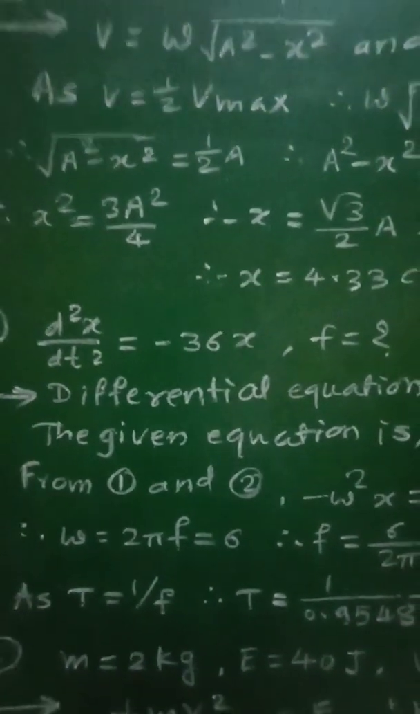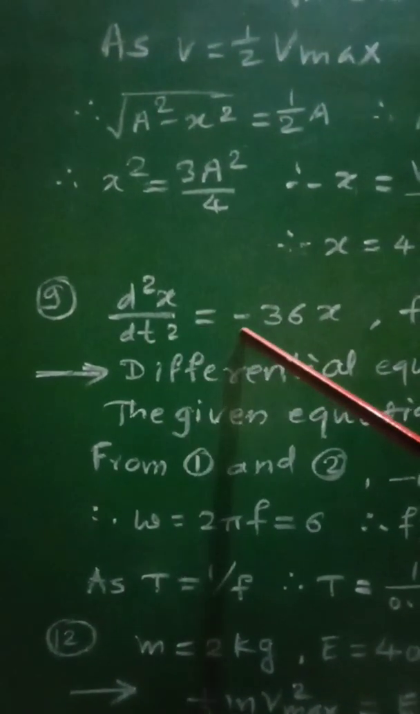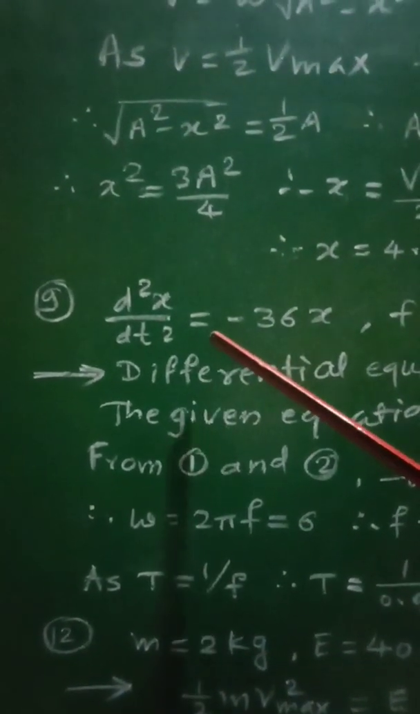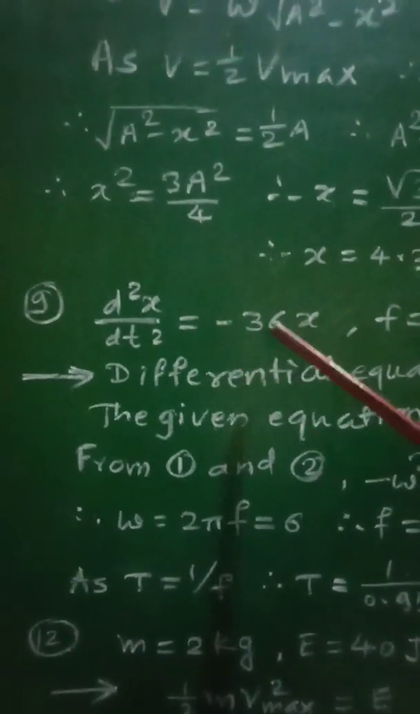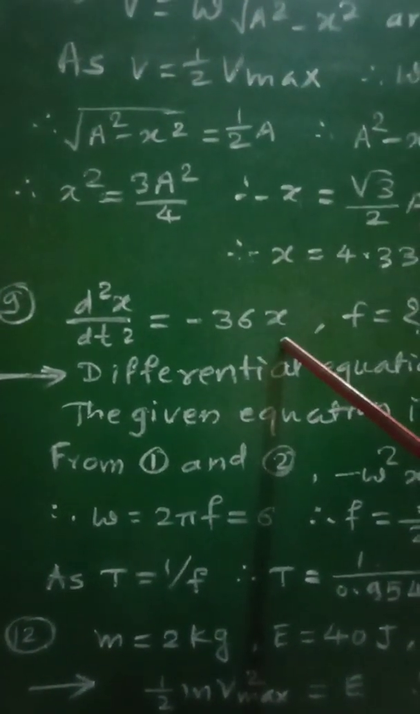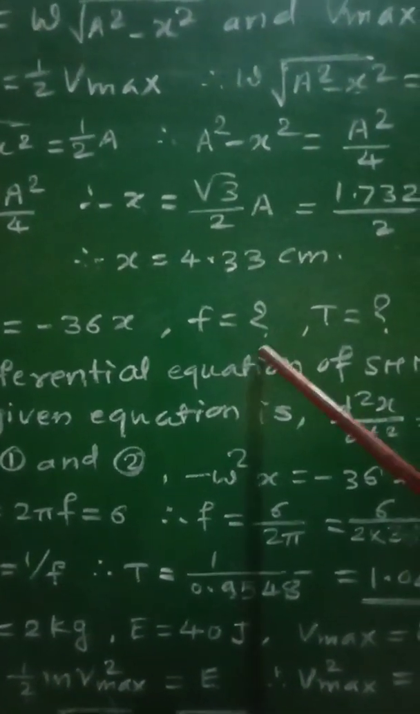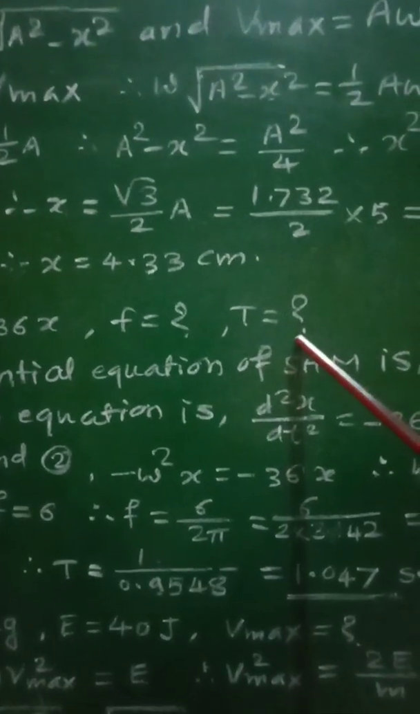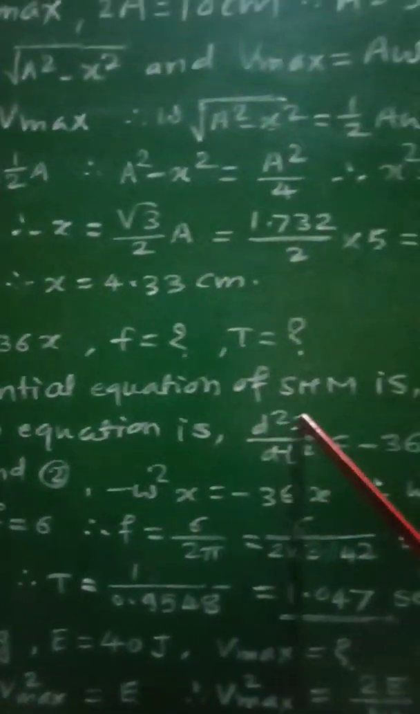And therefore the given data for this 9th numerical is the differential equation of SHM is given as d square x by dt square equal to minus 36x, and from this we have to find out the frequency f and the period T. Now we know the differential equation of SHM.